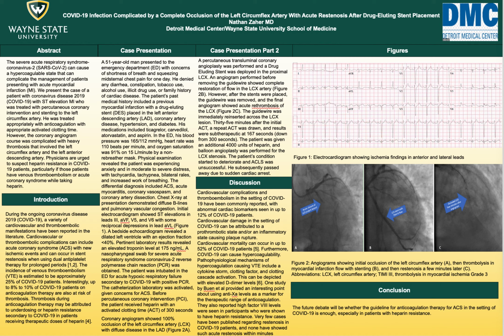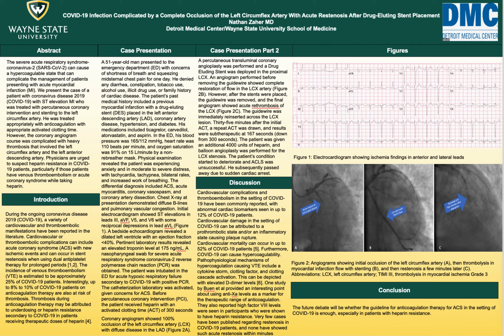So the initial angiogram showed 100% occlusion of the left circumflex artery, as you can see in figure 2A. A drug-eluting stent was placed in this culprit vessel, and there was complete restoration of flow, as you can see in figure 2B here. However, after the guide wire was removed, the final angiogram showed 100% acute rethrombosis of the same vessel, and that's demonstrated in figure 2C here.